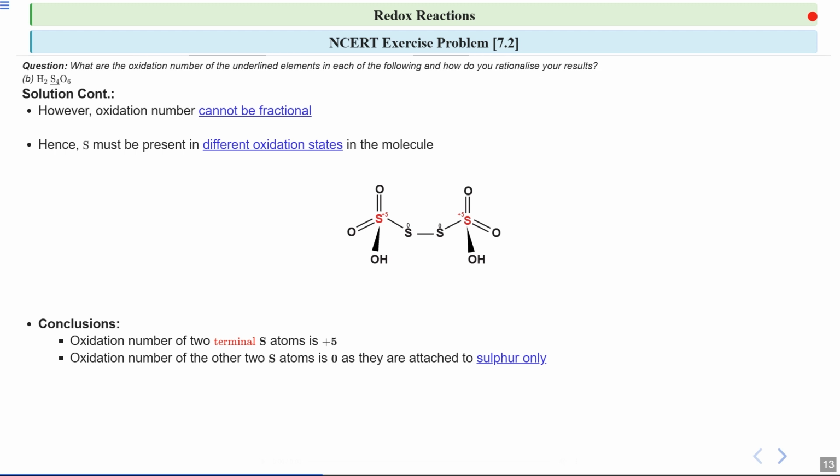But if you look at the middle sulfurs, they are attached to sulfur only. As a result of that, they can have an oxidation state of 0 only. Therefore, the oxidation state that we are seeing is not the actual one, but the average oxidation state of the 4 sulfurs. I hope you got my point. You can just take an average of it. So 5 plus 5 plus 0 plus 0 divided by 4. That means 10 by 4, which is your 2.5.